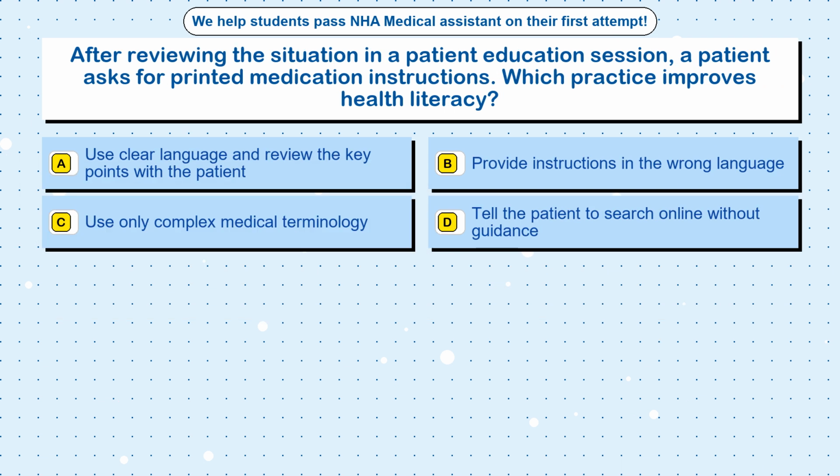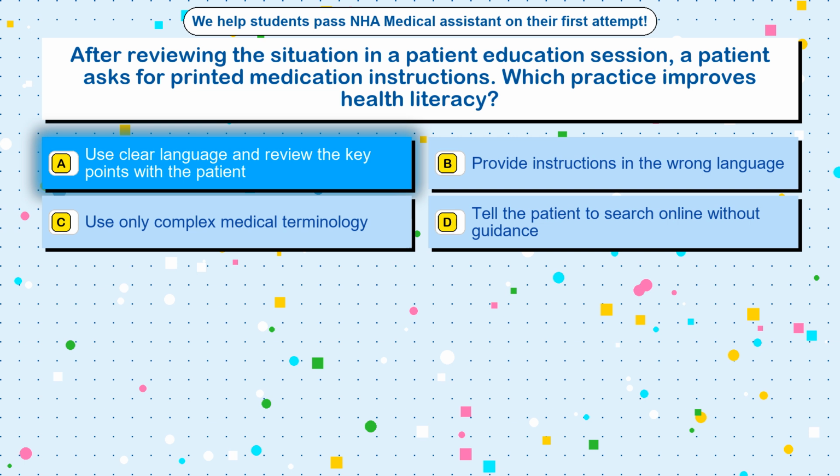Question 36. After reviewing the situation in a patient education session, a patient asks for printed medication instructions. Which practice improves health literacy? Option A. Use clear language and review the key points with the patient. Option B. Provide instructions in the wrong language. Option C. Use only complex medical terminology. Option D. Tell the patient to search online without guidance.